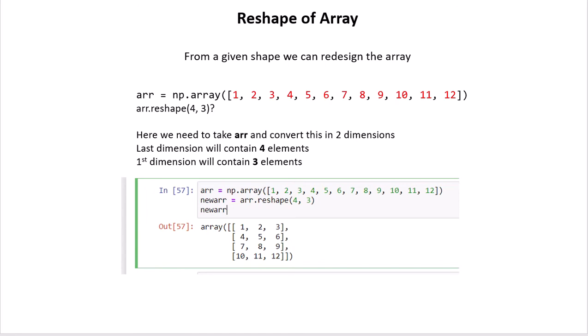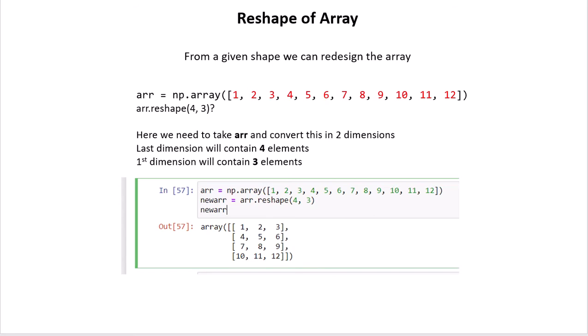So I have taken a very simple array here. This array contains a unidimensional array with 12 elements in it, and I want to reshape this unidimensional array to a two-dimensional array. Now, how do I know it's a two-dimensional array we are talking about?